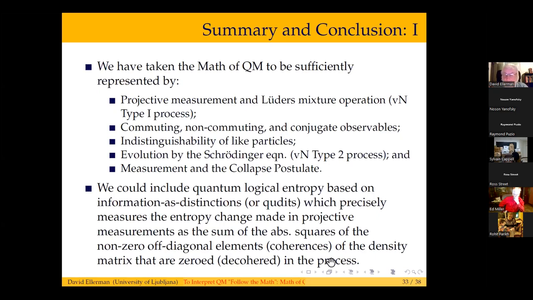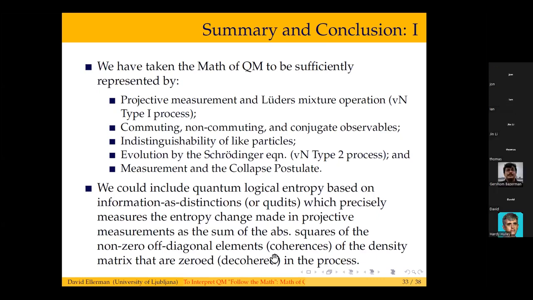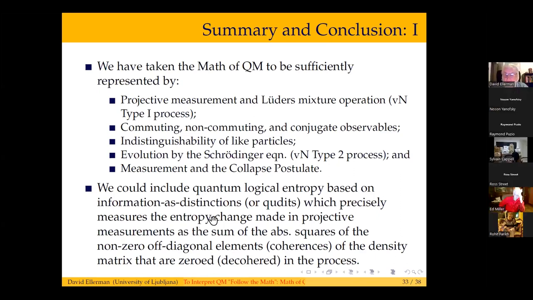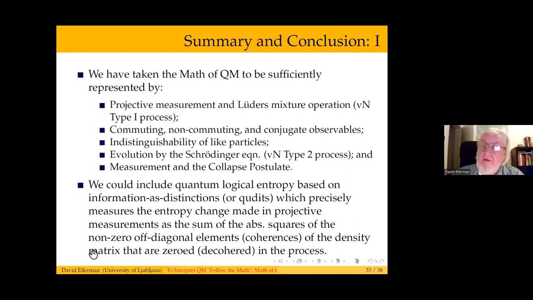And if you compare these two density matrices before and after, and look at all the non-zero off-diagonal elements that got zeroed, in other words, decohered, take their absolute squares and add them up. That is the change in logical entropy. So the logical entropy directly measures measurement. It tells you the changes that take place in measurement. And the usual notion of entropy in quantum mechanics, namely von Neumann entropy, doesn't do that. Yes, von Neumann entropy always increases under projected measurement, but you can't directly compute it from the coherences that decohere, the non-zero off-diagonal terms that become zeroed when you do the projected measurement.